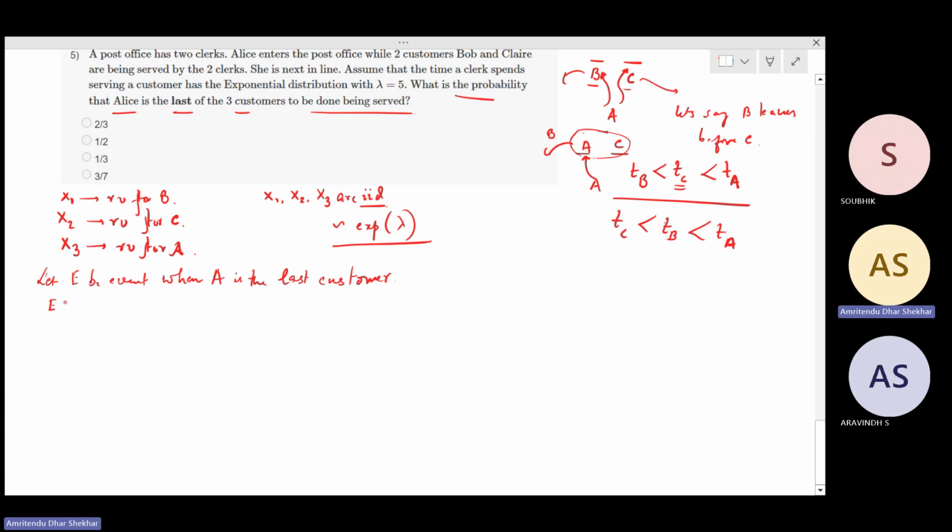So the event E, we can write. There are two disjoint possibilities. One is when Bob finishes before Claire, so x1 smaller than x2. This is one possibility. The other possibility is E intersection x1 greater than x2. This is when Claire finishes before Bob. So there are two disjoint cases possible.